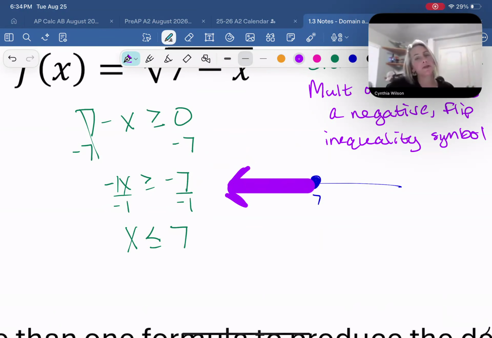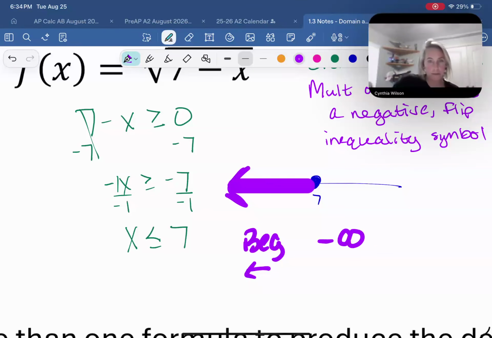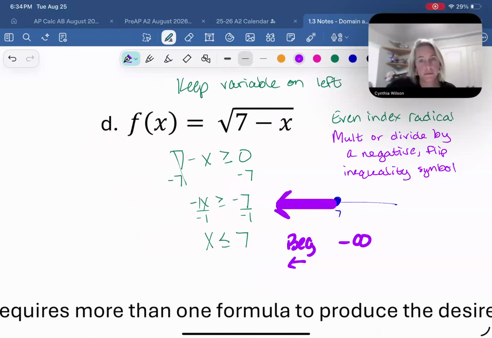All right, so in interval notation, okay, beginning with a left arrow, which means I'm beginning with a negative infinity. And I'm ending with a 7. Infinities get parentheses. Closed dots get brackets.